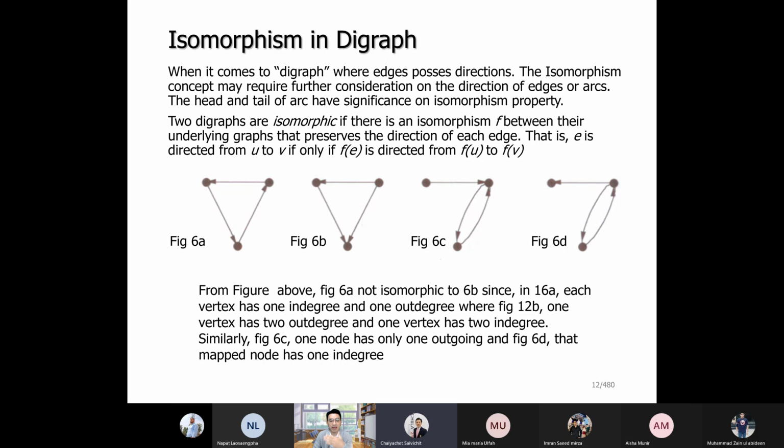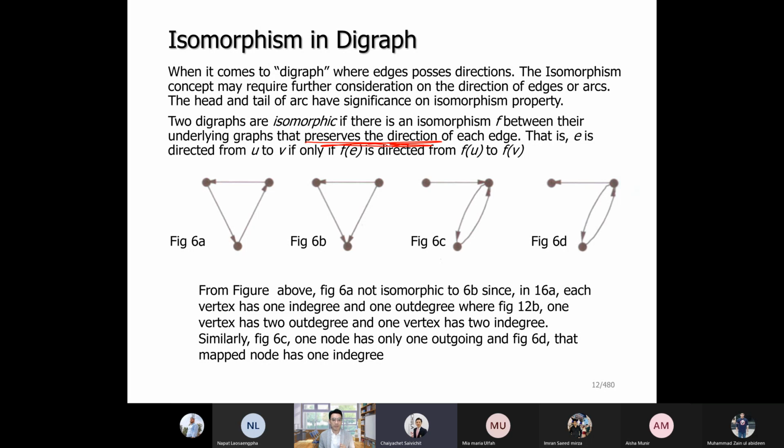Basically it's a directed edge, or we call it an arc here. The head and the tail of the arc have significance in the isomorphism property, as we should realize from that. So two digraphs are isomorphic if there is an isomorphism f between their underlying graphs that preserves the direction of each edge. That is, e is directed from u to v if and only if f(e), the mapping or the bijection of edge, is directed from f(u) to f(v).